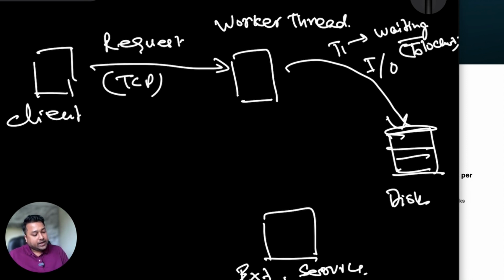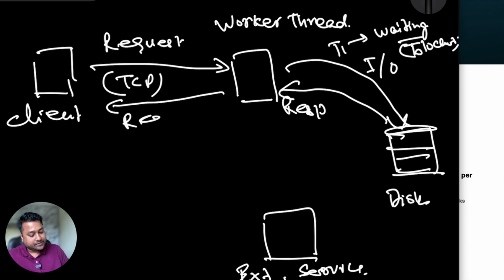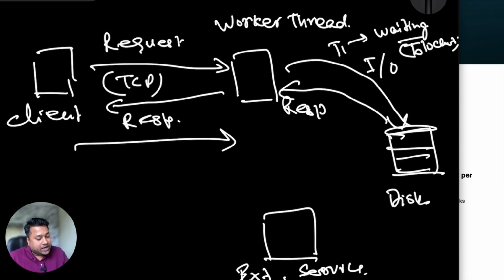And then again, once your IO operation is completed, this thread will get the response from here, and then let's say it will send the response back. So you see, it's not unblocking in nature, it's blocking in nature. You are sending the request and then that particular thread is on hold till the time that IO operation gets completed.